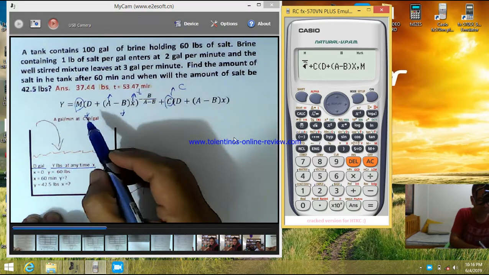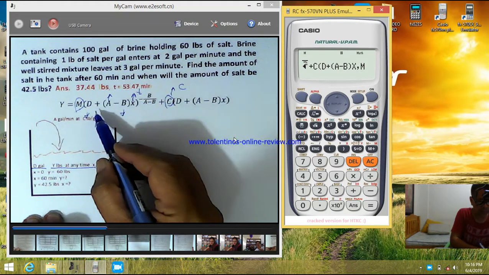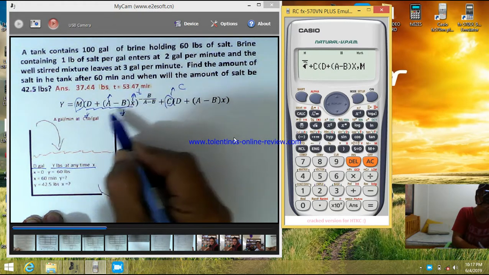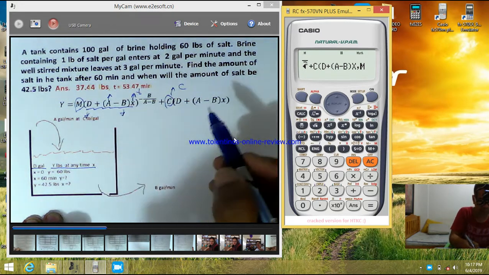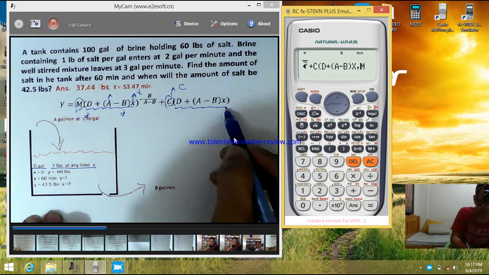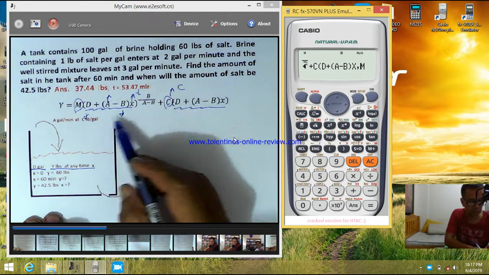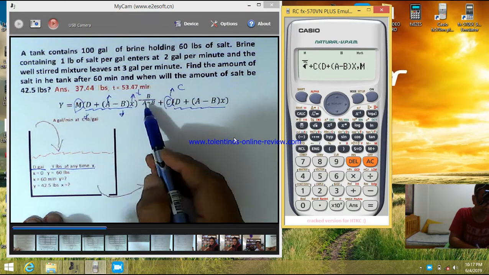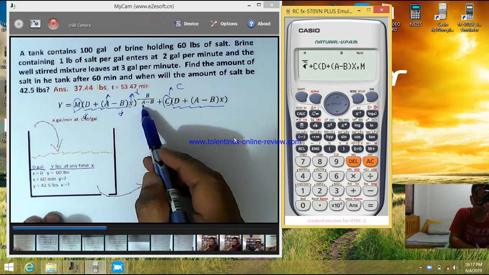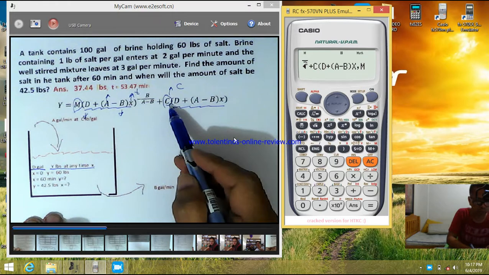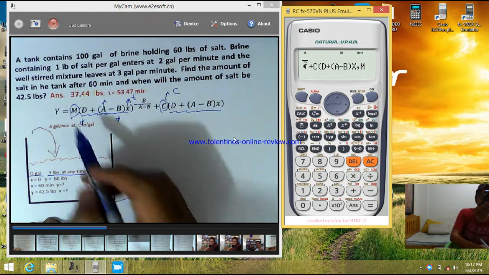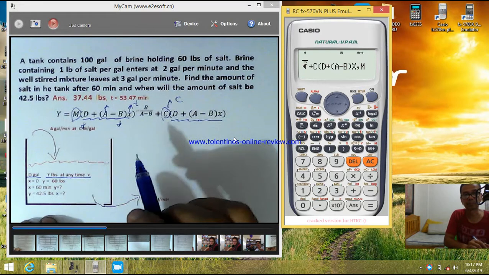Now, the formula is quite long, but notice that D plus A minus B times X is common to both terms. What differs is you have an M here and a power of negative B over A minus B, while here you have a C. Alright, now let us solve the problem.